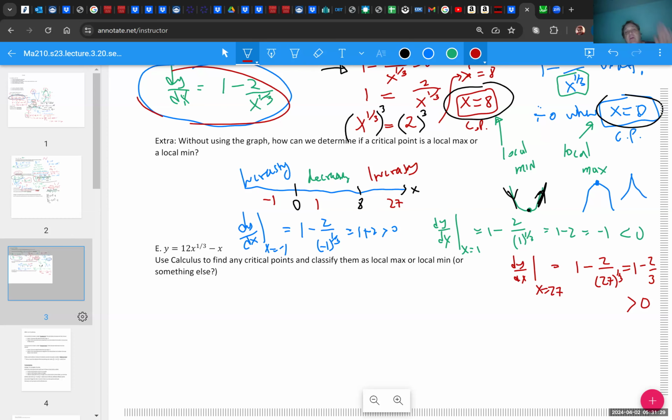So we have increasing to decreasing. That's this version over here. So increasing to decreasing means that this thing right here is a local max. And then we have decreasing to increasing. So decreasing to increasing, in between decreasing to increasing has to be a local minimum.